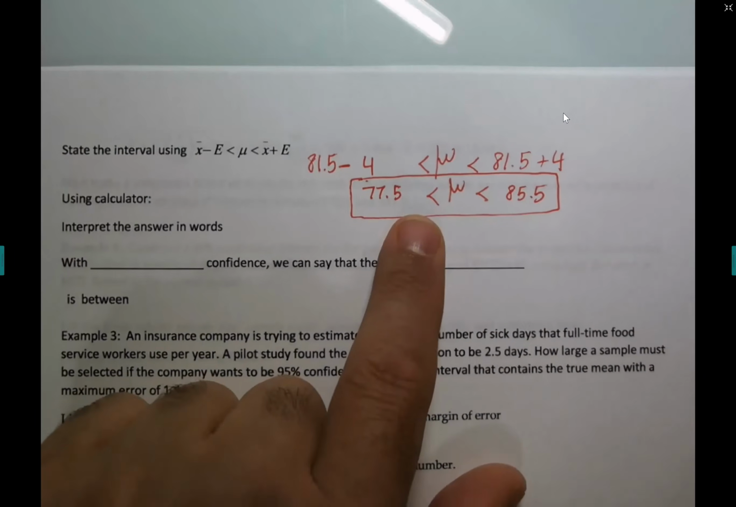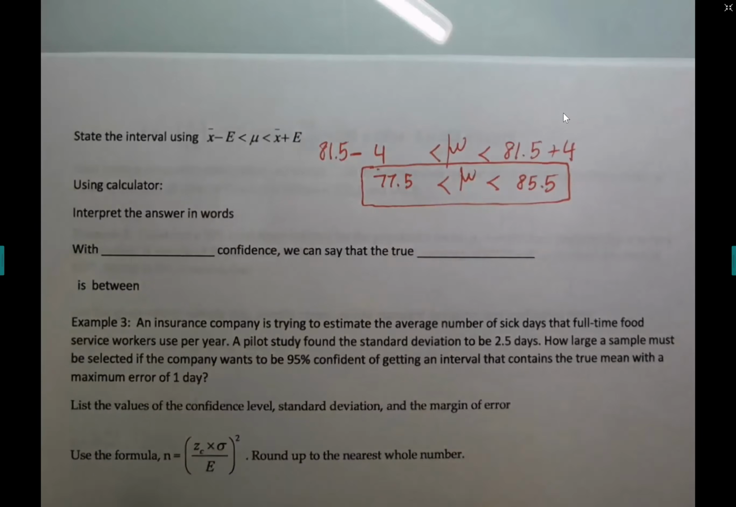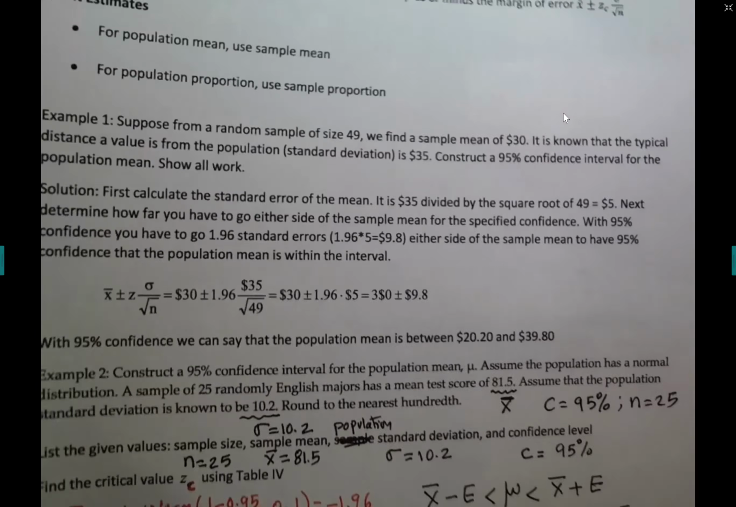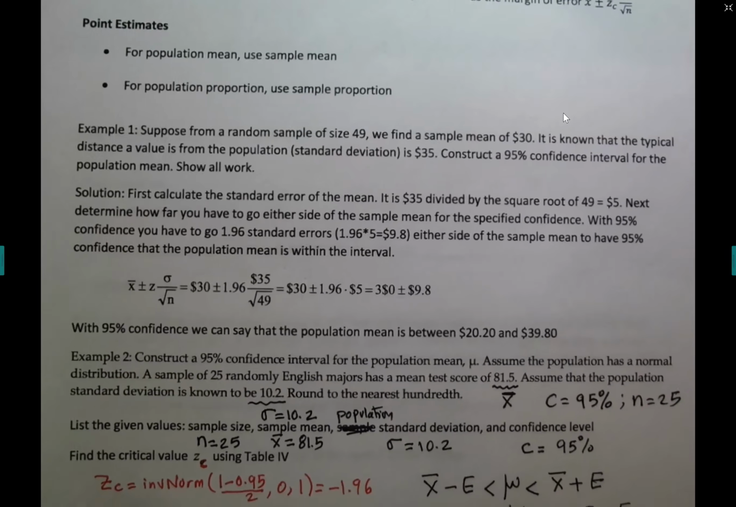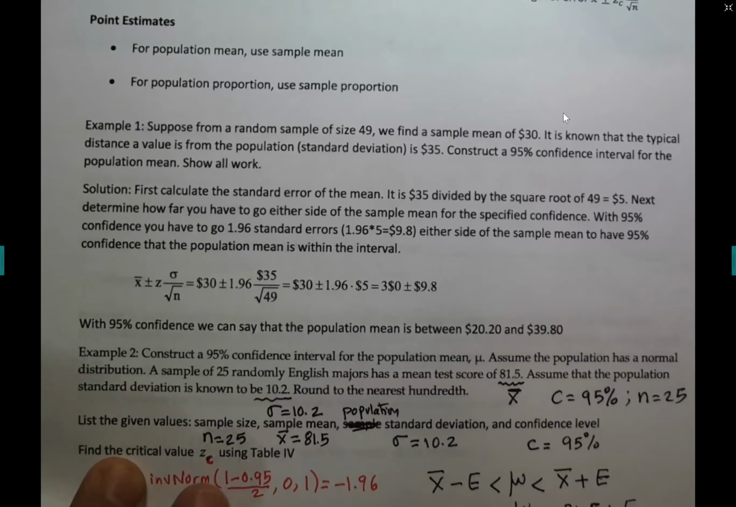How do you interpret this to a reader, guys? So the question was, construct a 95% confidence interval for the population mean mu. Assume that the population has a normal distribution. A sample of 25 randomly selected English students has a mean test score of 81.5. Assume the population standard deviation is known to be 10.2. So it's about the English students and their mean test score.